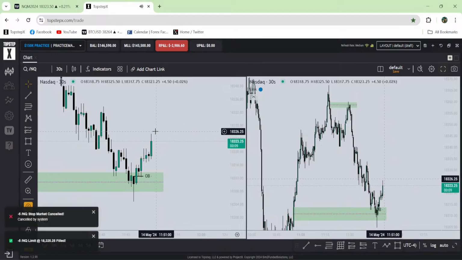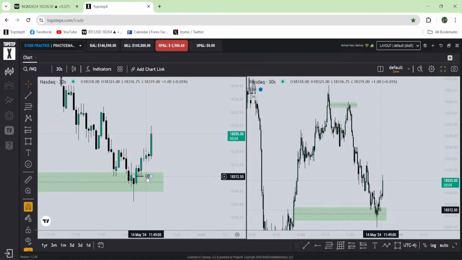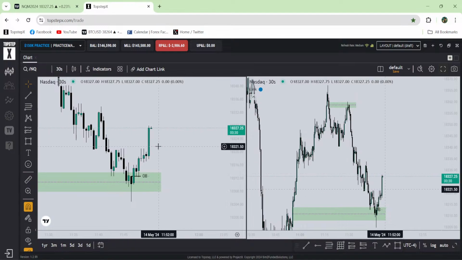It hit my target profit. Perfect, man. Perfect. So it worked with this order block perfectly. Then it is going higher. Oh man, I am a trader now.